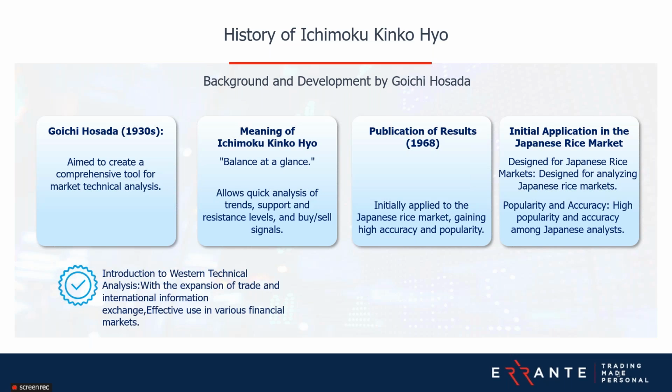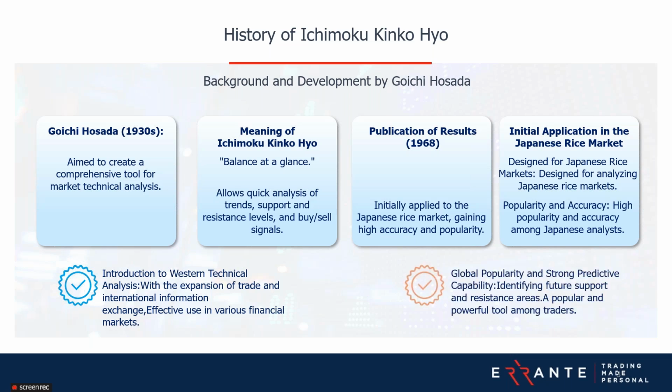By the way, in the following decades, with the expansion of trade and international information exchange, Ichimoku Kinko Hyo gradually entered Western technical analysis, and Western analysts discovered that this could be used for analyzing all markets, including stocks, forex, and commodities. One of the reasons for Ichimoku's global fame is its strong predictive capabilities, which allow analysts to easily identify future support and resistance areas.